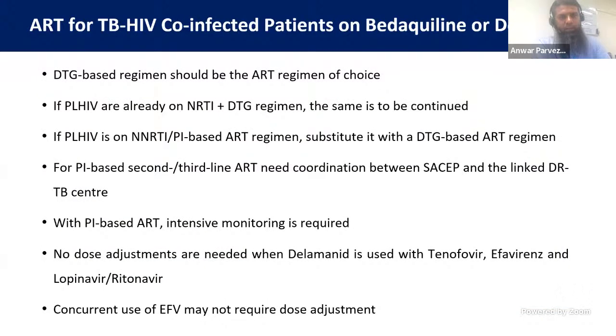For patients on bedaquiline and delamanid, dolutegravir-based treatment should be the ART regimen of choice, and if the PLHIV are already on NRTI and DTG-based treatment, the same is continued. If they are on NNRTI-based treatment, then an additional dose of DTG is given. And if they are on PI-based and third-line treatment, then SACEP decides, and they should coordinate with the DRTB center to decide the combinations and also dosages. For delamanid, no dose adjustment is required with tenofovir, efavirenz, and lopinavir-ritonavir, and concurrent use of efavirenz may not require dose adjustment also.